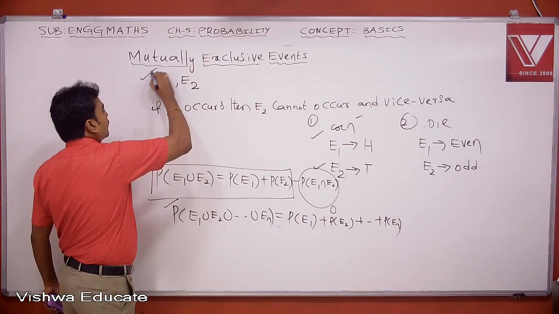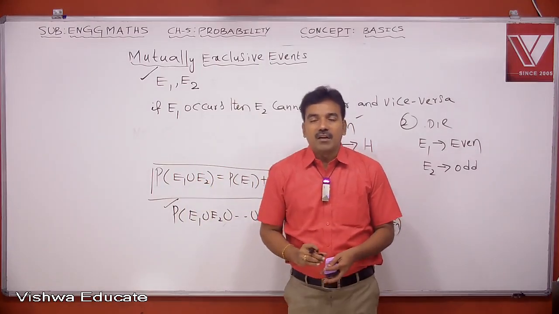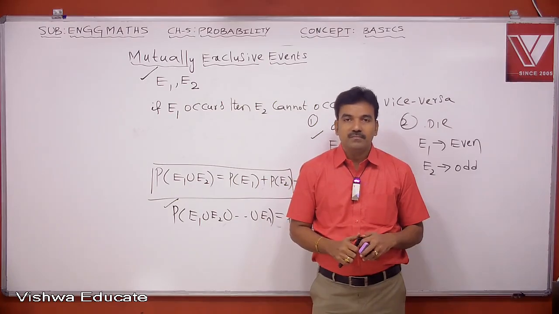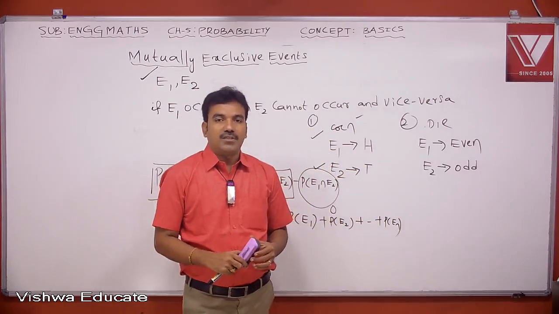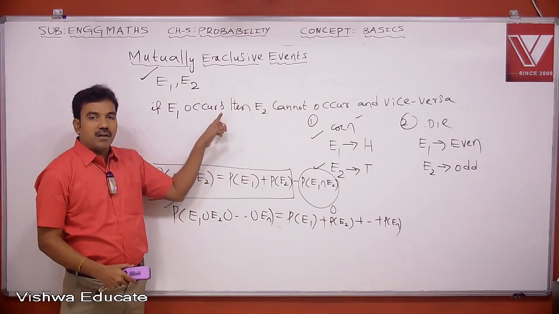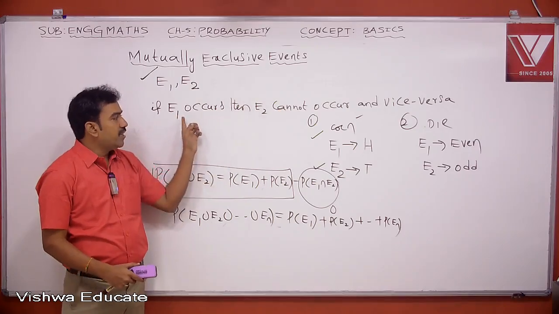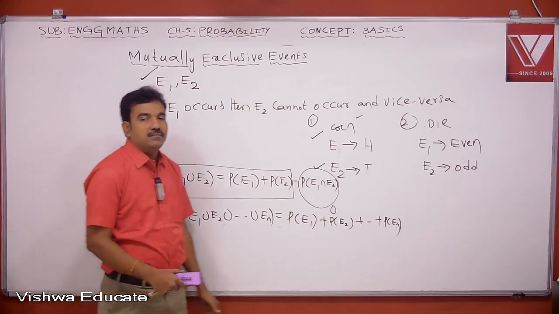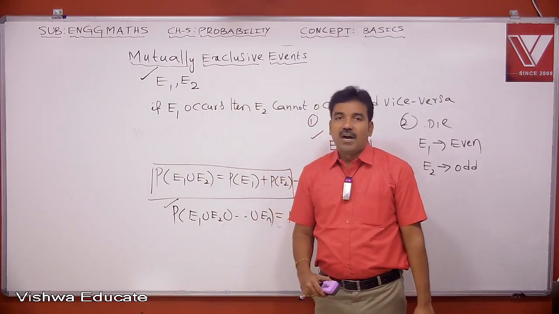So first let us write the definition. Two events E1 comma E2 are said to be mutually exclusive if E1 occurs, then E2 cannot occur, and vice versa.